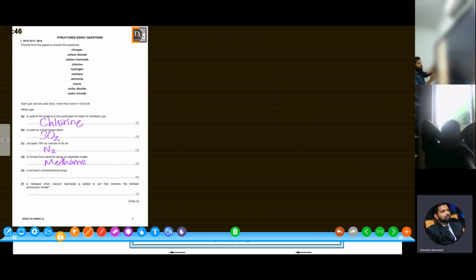Is formed by photochemical smoke. Ozone, correct, very good. Ozone is formed inside photochemical smoke. Is released when calcium hydroxide is added to soil containing fertilizer ammonium nitrate. Ammonia. Because ammonium chloride or ammonium nitrate are acidic, calcium hydroxide is basic, they react.